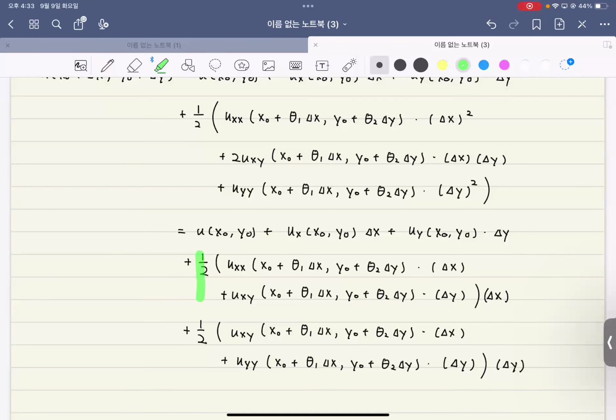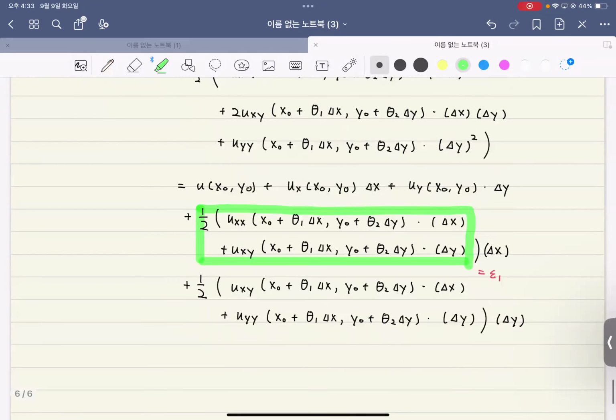These are such ugly expressions, so I will just name this one epsilon 1. And for this guy, I will name it epsilon 2.